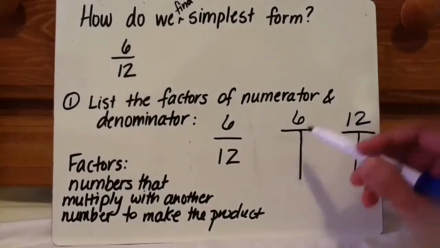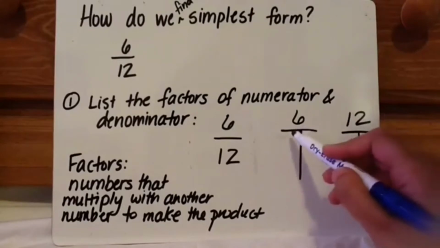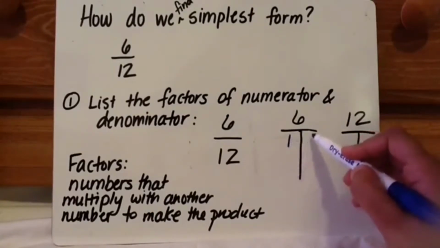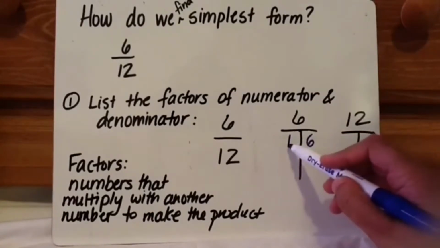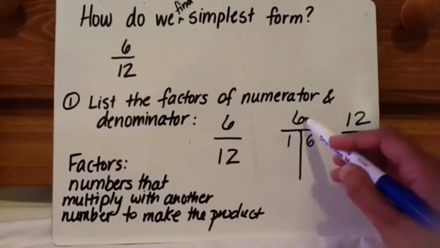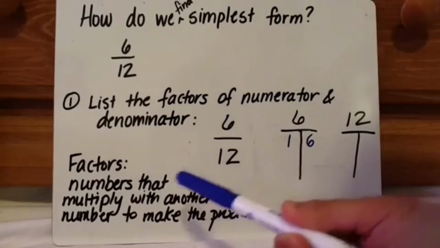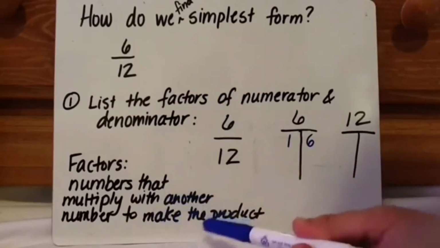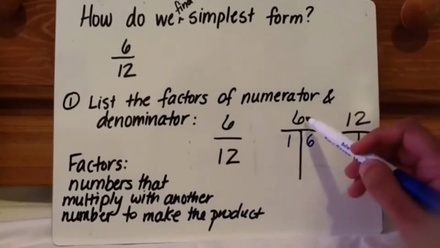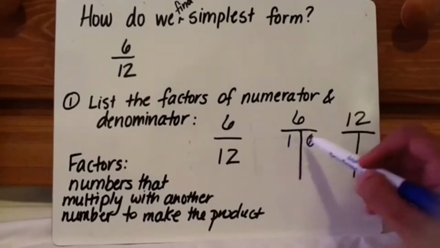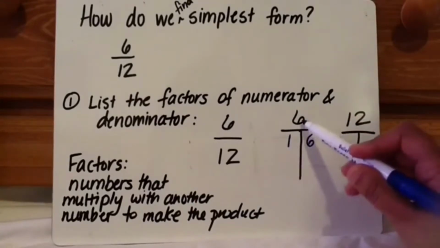So if I have 6/12, you start with 1. 1 times 6 is 6. So you write 1 here and the higher number here and know that equals 6. Now, if you don't know what factors are, here's the definition. It's numbers that multiply with another number to make the product. So if 6 is my product, my factors are 1 and 6 because 1 times 6 equals 6.